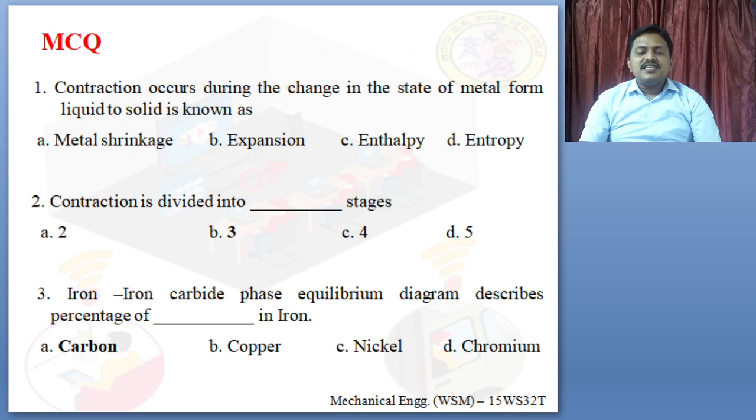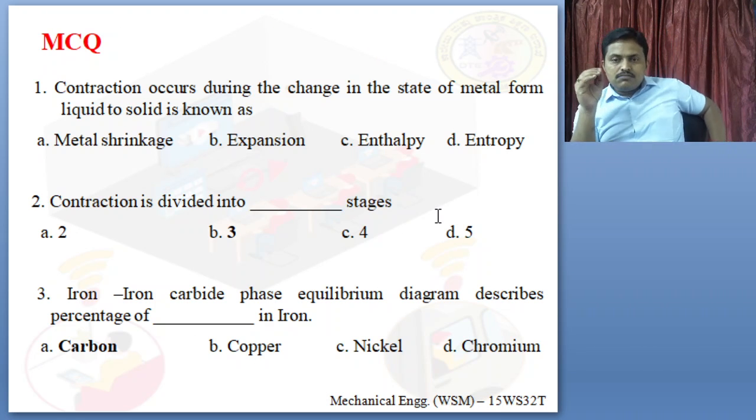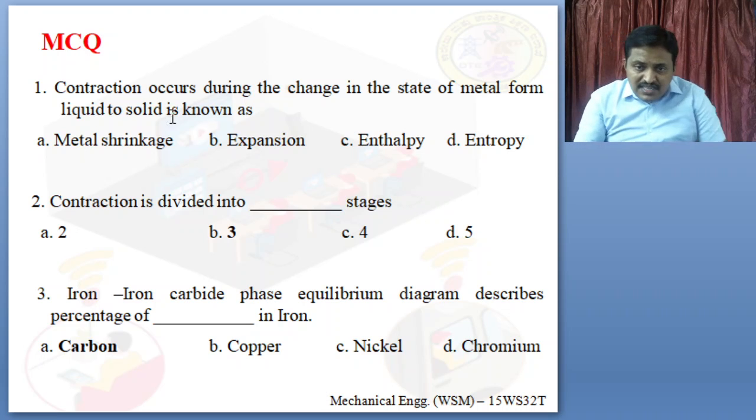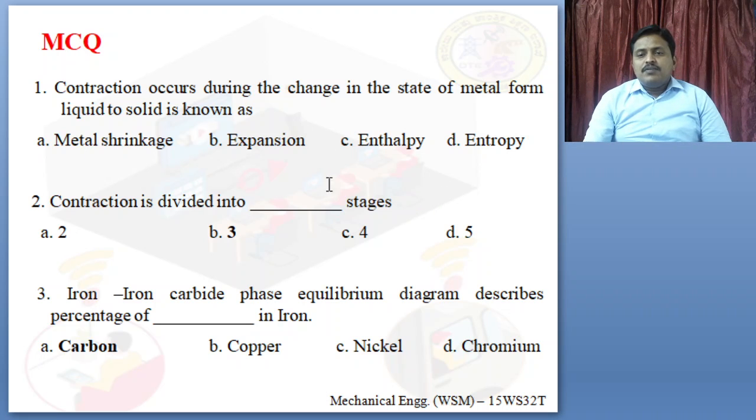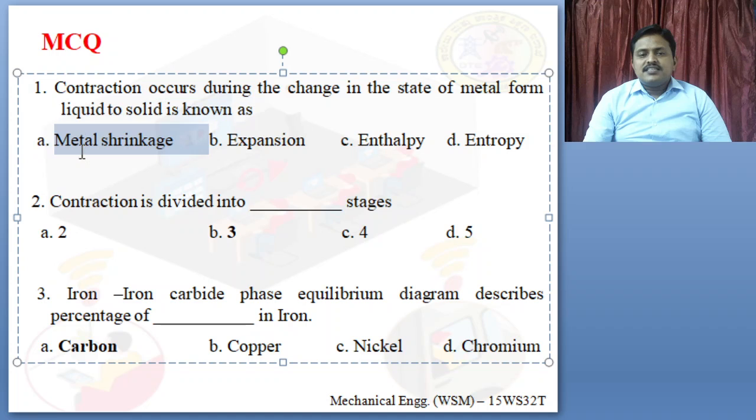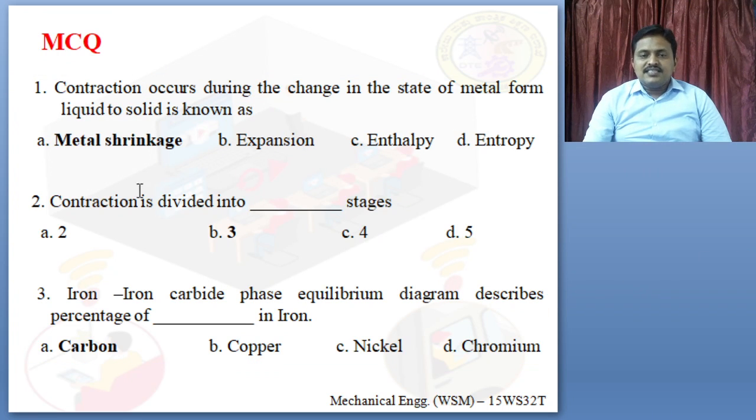So let us see the MCQ. Multiple choice question. First one: the contraction that occurs during the change in state of metal from liquid to solid is known as what? Whether it is metal shrinkage, expansion, enthalpy or entropy. It is metal shrinkage.